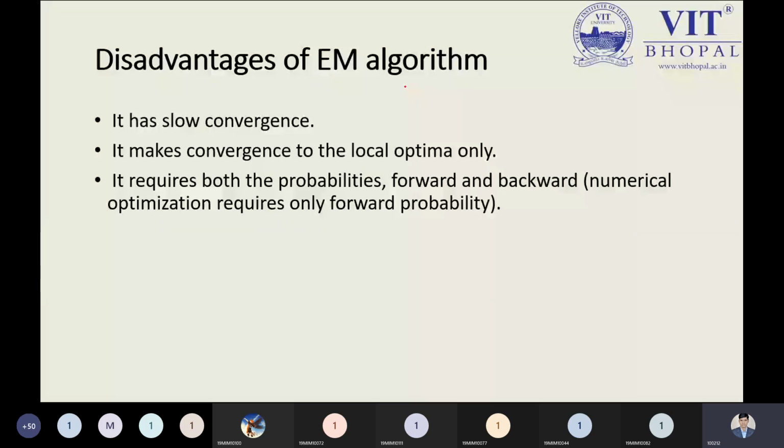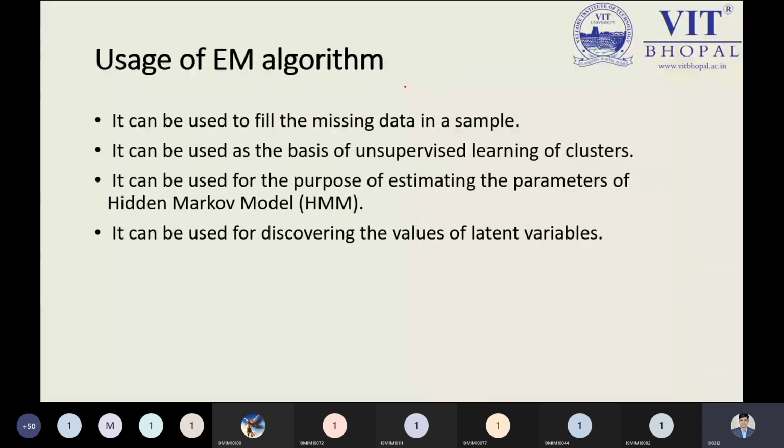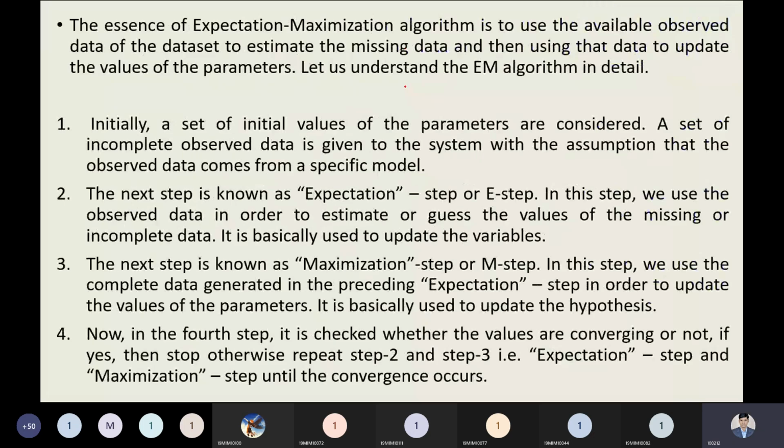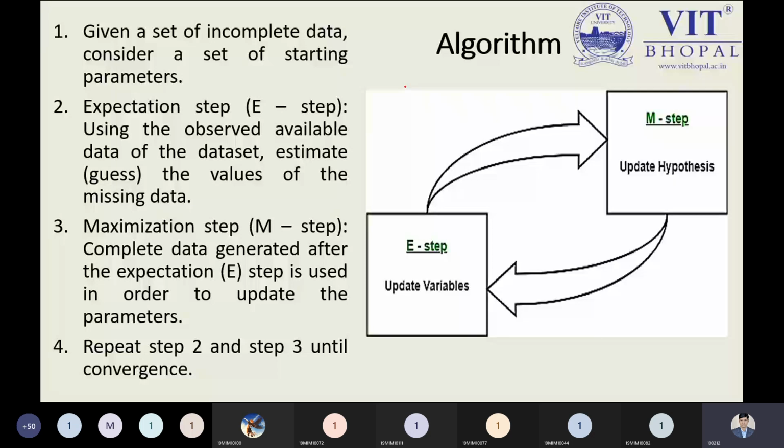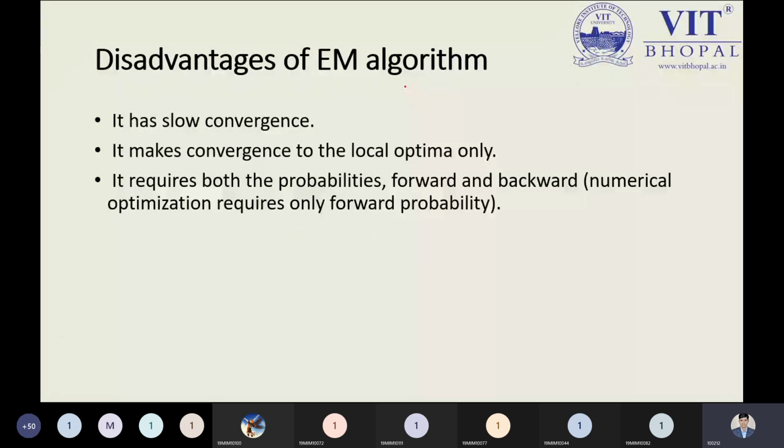That is the reason. The next point says it requires both the forward and backward probabilities. Yes, of course. You go forward from E to M, then from M to E you go backward. So we have two probabilities, E to M and M to E, and this process goes on. That is why the backward-forward optimization requires only the forward probability, because we are looking for expectation to maximization. So we are looking for the forward probabilities only, and that is a drawback.